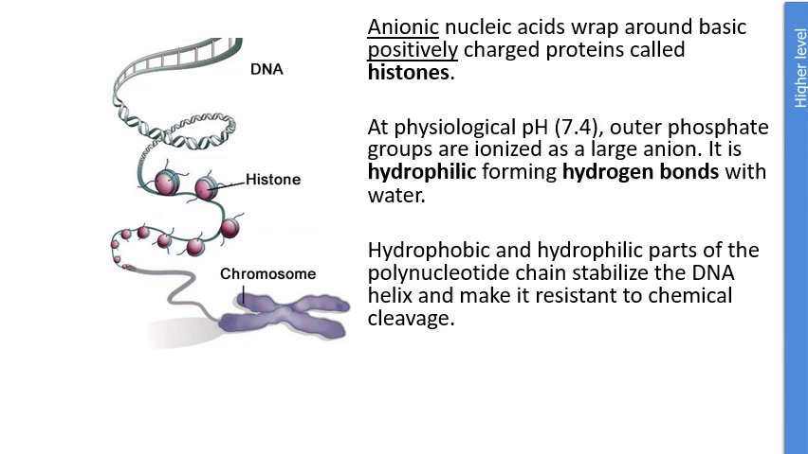Essentially, anionic nucleic acids wrap around basic, positively charged proteins known as histones. In our body, physiological pH is slightly alkaline, so the outer phosphate groups of the DNA strands ionize to form basically a large anion. This is hydrophilic and forms hydrogen bonds with water. The hydrophobic and hydrophilic parts of this polynucleotide chain stabilize the DNA helix and allow it to become resistant to chemical cleavage.